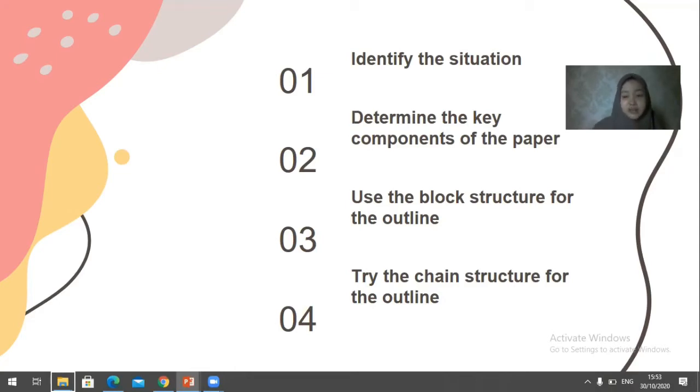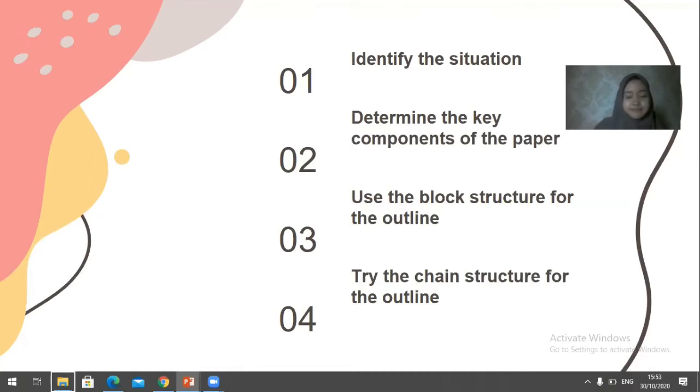The second is determine the key components of the paper. It means a problem solution paper will contain 4 main components. Those are the situation, the problem, the solution, and the evaluation. You should structure your paper so it addresses these 4 components.